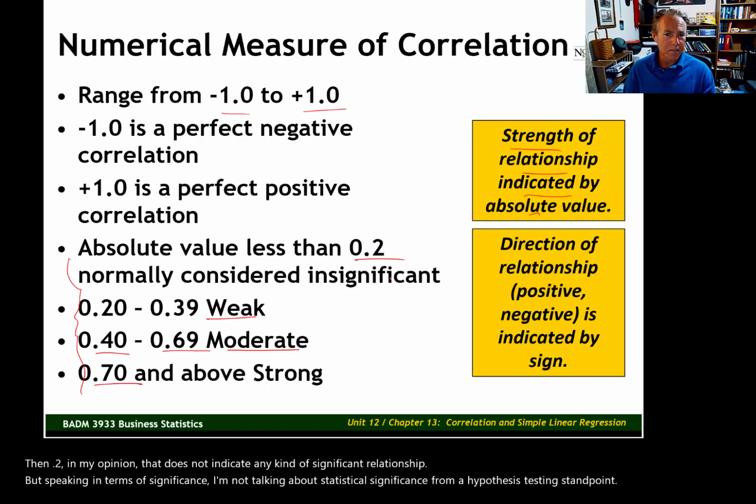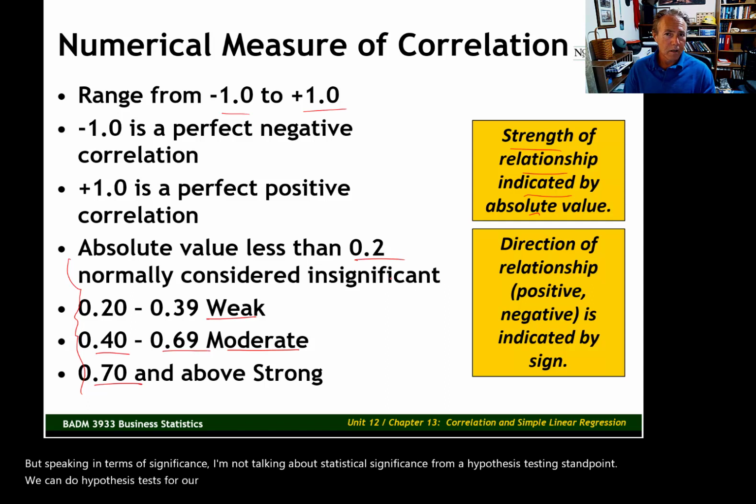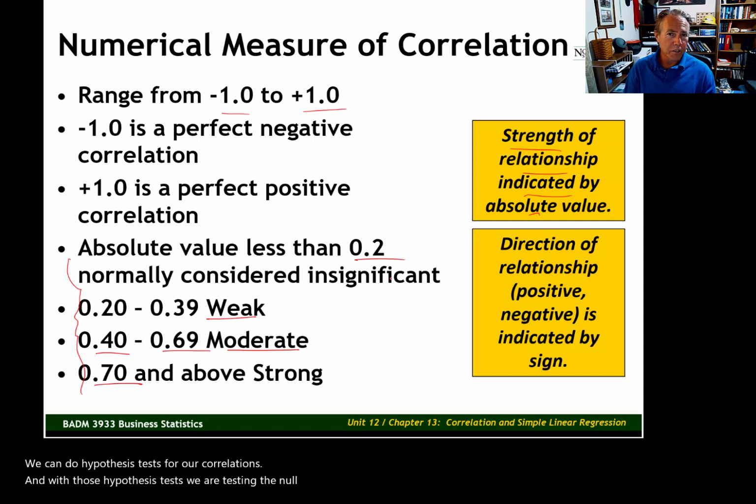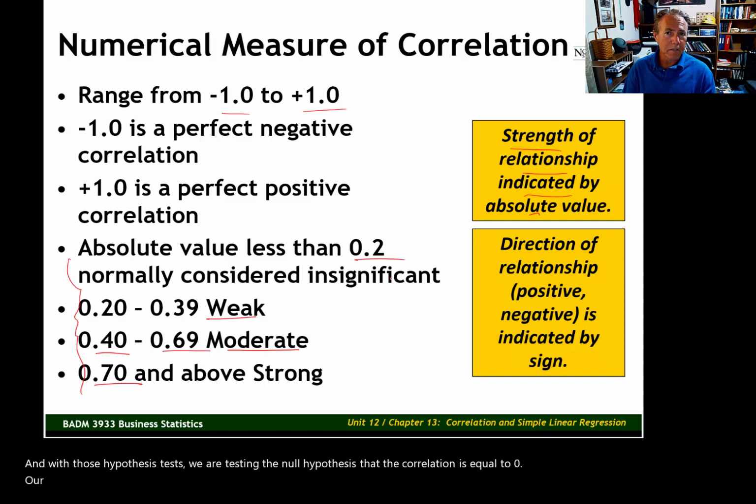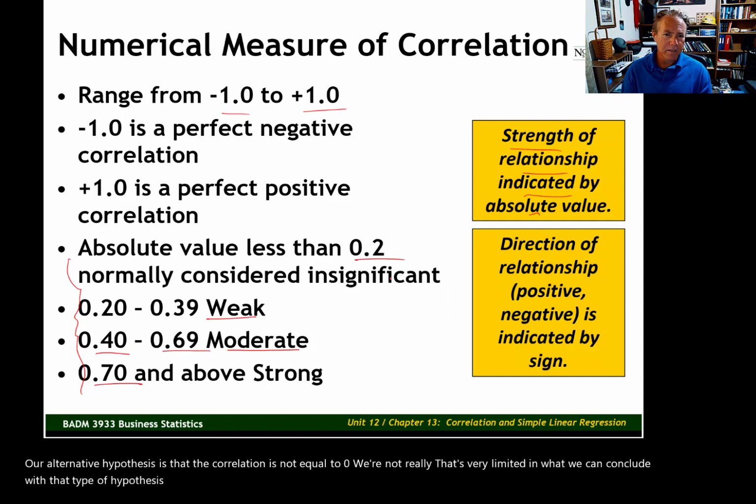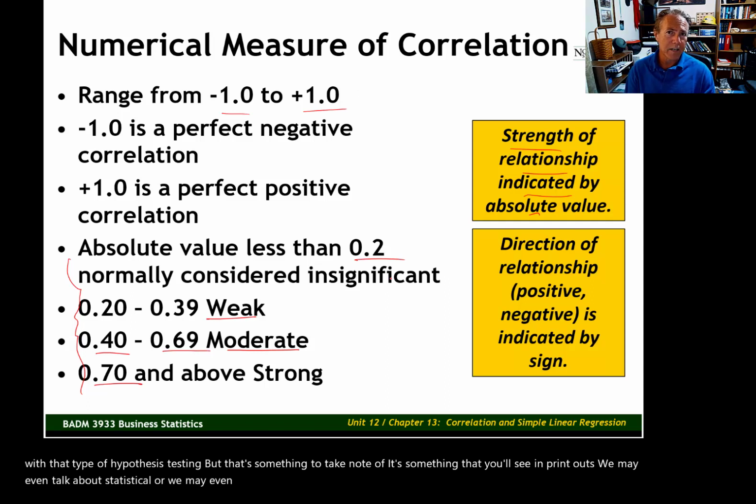We can do hypothesis tests for our correlations. With those hypothesis tests, we are testing the null hypothesis that the correlation is equal to 0. Our alternative hypothesis is that the correlation is not equal to 0. We're very limited in what we can conclude with that type of hypothesis testing, but that's something to take note of. It's something that you'll see in printouts. We may even talk about hypothesis testing for correlations before we're done with this series.